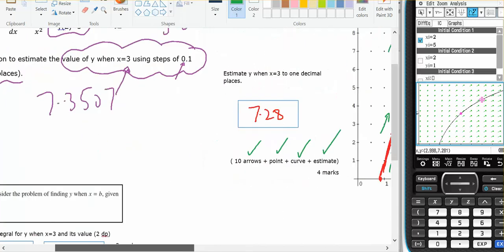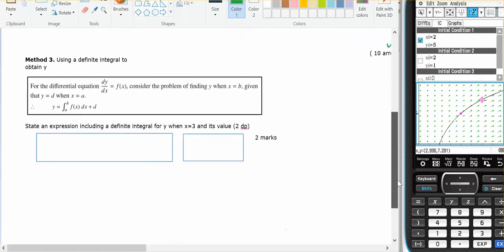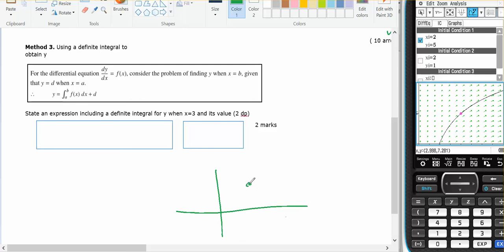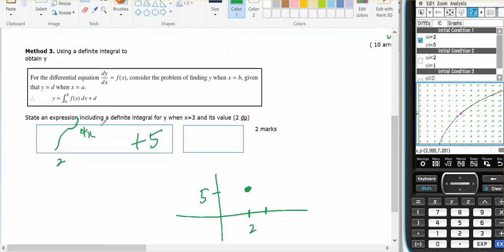Beautiful. And the third method uses the definite integral. So I know that at 2 it's going to be 5, so plus 5. If I go from 2 to 3 of 4x plus 4 on x squared dx, that's going to give me my new estimate for y, because I'm using the integral from 2 to 3 to find out that change in y, and then I add it to the original value of y.